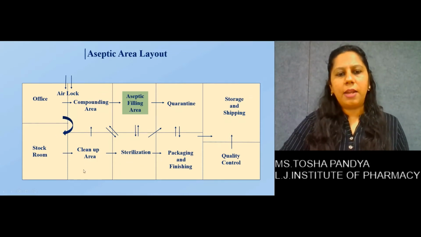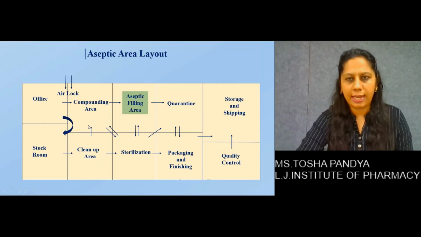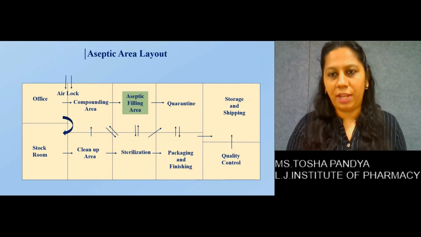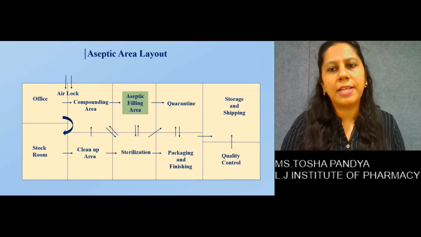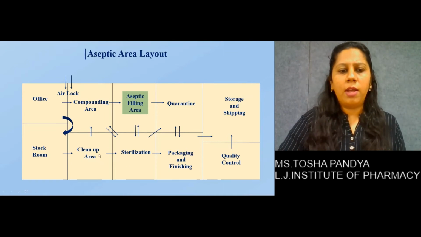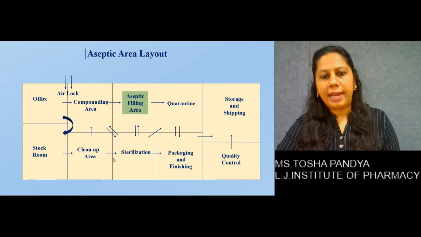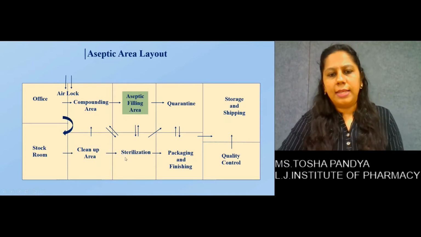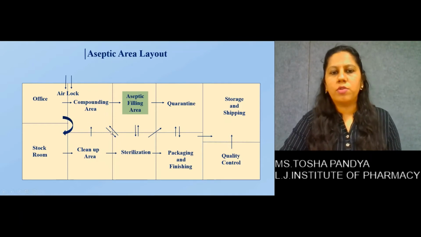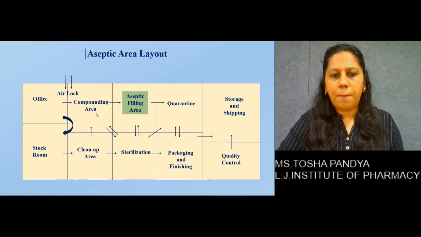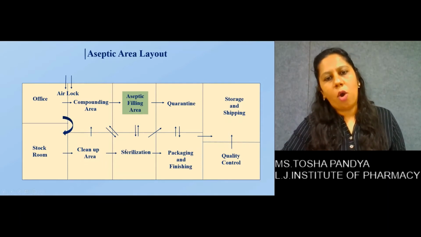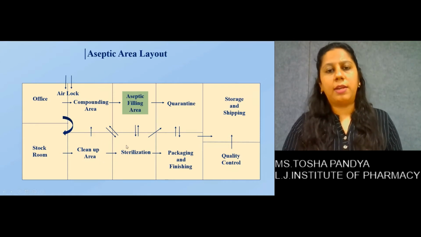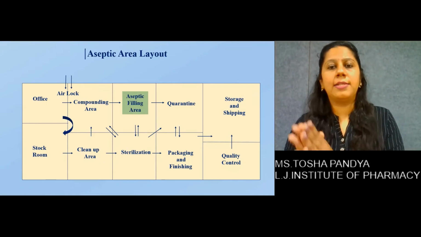From the cleanup area, finally you enter into the compounding area. Compounding area means the area where you perform any mixing operations. Mixing of the ingredients takes place in the compounding area. Now from the cleanup area, as you can see, you can directly enter into the sterilization area, or you have to go to the compounding area. From the compounding area also, you can go to and fro between the compounding area and the sterilization area. This depends on whether the product is sterilized in process or sterilized at the end.